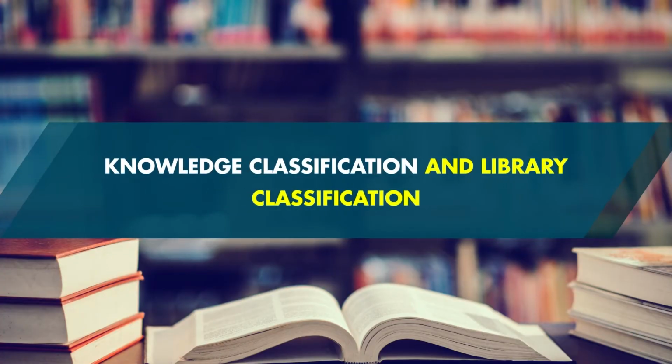Another type of classification is knowledge classification and library classification. They are two different types of classification. You know, when you talk of knowledge classification, there is nothing like a library there. There is nothing like the representatives of knowledge. There is nothing like different types of documents of knowledge. It is knowledge per se. It is not done by librarians. It is not done by documentalists. It is done by philosophers.